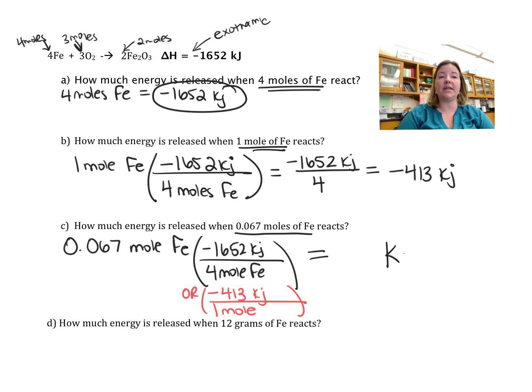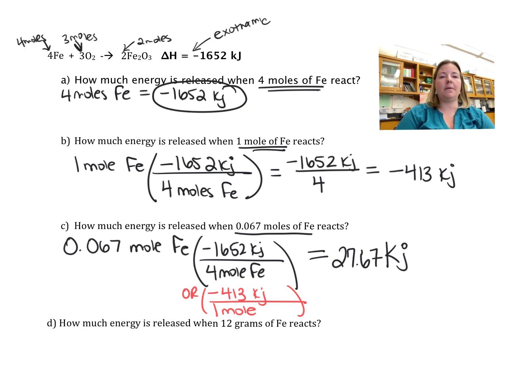We know that relationship. We're going to take the amount we have, 0.067 moles of iron, and we're going to multiply it by either one of those relationships. Either the relationship that 1 mole is 413 or 4 moles is 1,652. No matter which way you do it, you're still going to get the same answer. 27.67 kilojoules of energy is going to be released.